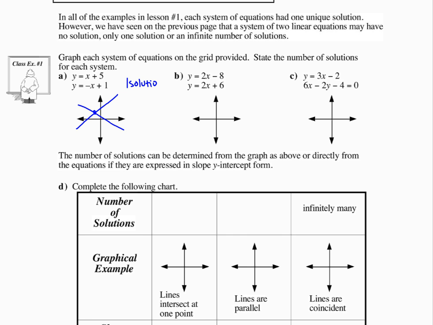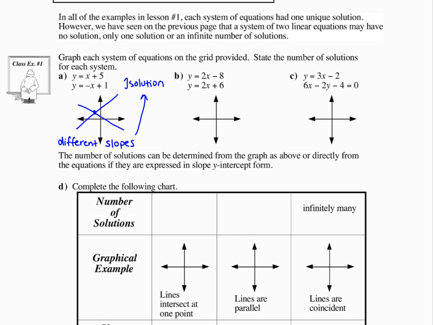Now I want to draw your attention to the slope. Are the slopes the same on this graph? These equations? No, they're different. They have different slopes. As long as you have different slopes, you will always have one intersection point. If the rates of change are different, no matter what, there's going to be one solution. Okay? Let's graph these two.